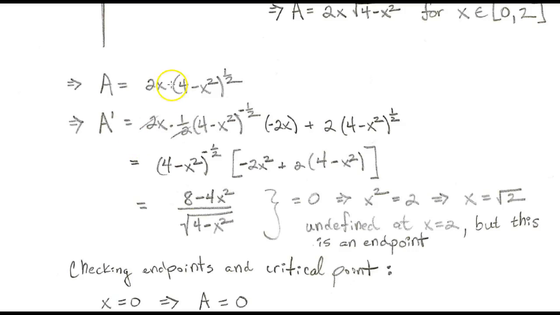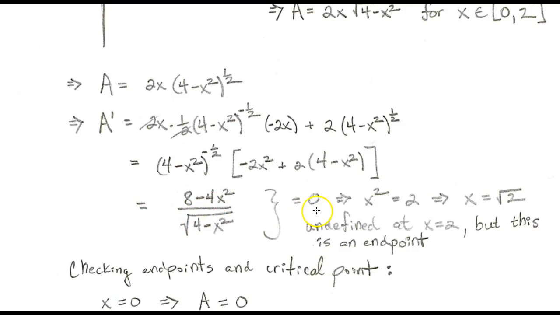So the area is 2x times the square root of 4 minus x squared. Take the derivative of this and be careful. I have to use the product rule: first times the derivative of the second plus the second times the derivative of the first. After doing some algebra and simplifying, I get 8 minus 4x squared over the square root of 4 minus x squared.